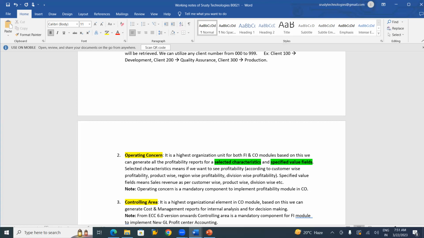What is the difference? See, here also we said that profitability product wise, region wise, customer wise, division wise. But here also we are calling it as sales revenues as per customer wise, product wise, division wise, etc. What is the difference? See, selected characteristics in the sense, profitability is a complete profit only.